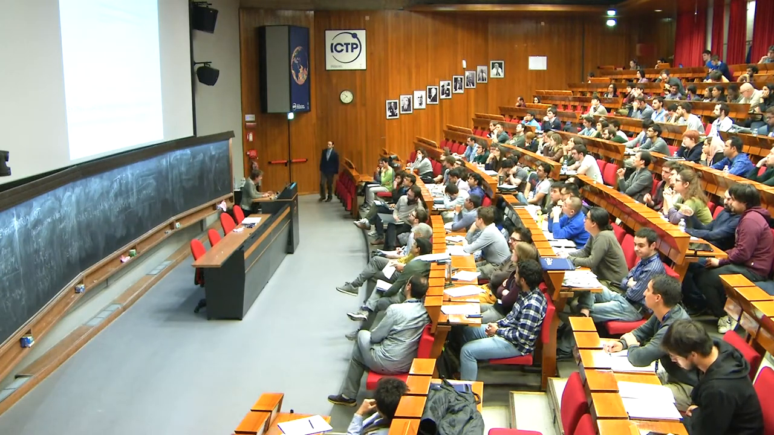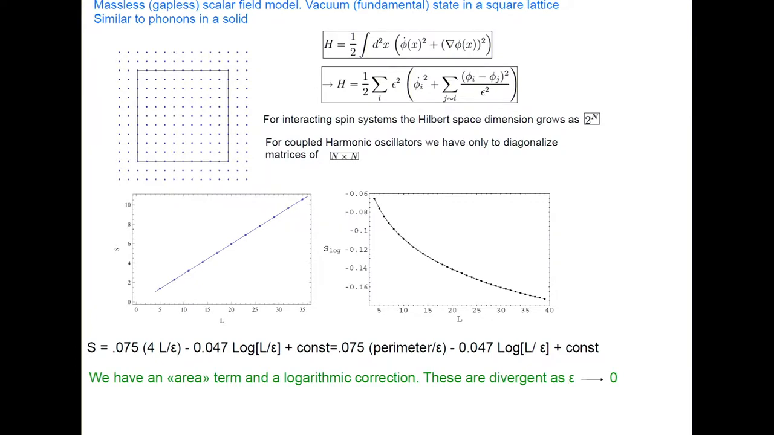Okay, here we have an example for a scalar field, a massless scalar field, and what you have written there is the discrete version of the Hamiltonian. This is the real Hamiltonian, not the modular Hamiltonian. And once you have written your Hamiltonian in this discrete version, you are thinking in a two-dimensional lattice, and we are interested in calculating the entanglement entropy of a square.